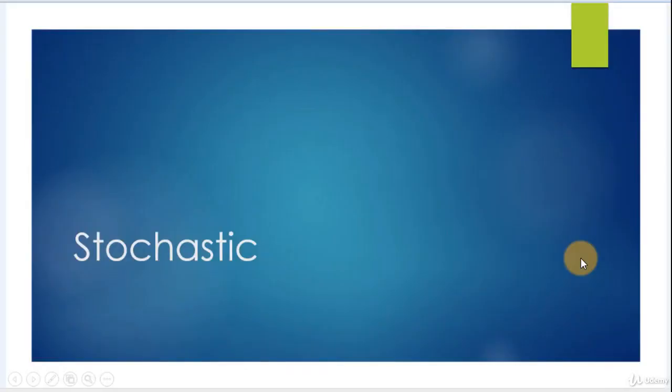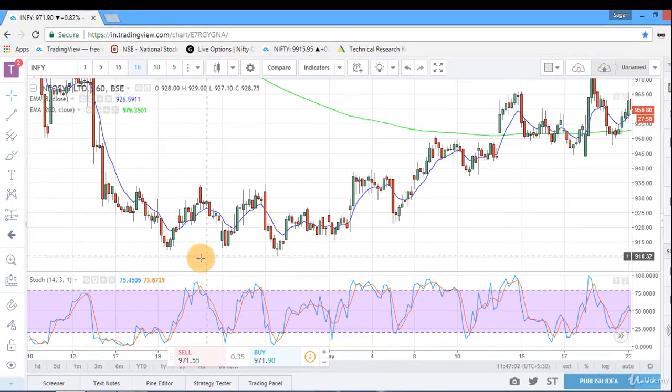Stochastic oscillator is a momentum indicator used to find out support and resistance. Stochastic is also used to know overbought and oversold levels of a stock or index. The stochastic oscillator is displayed as two lines, that is K line and D line. We'll see this in chart.